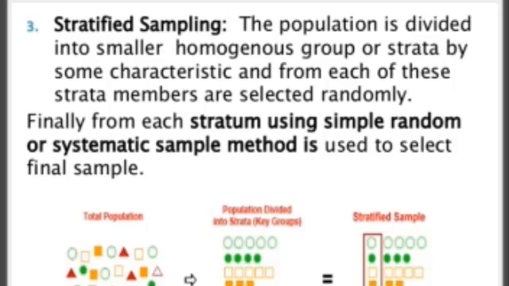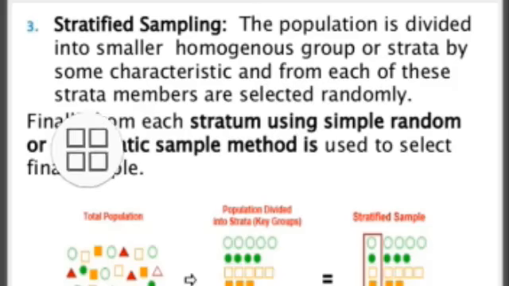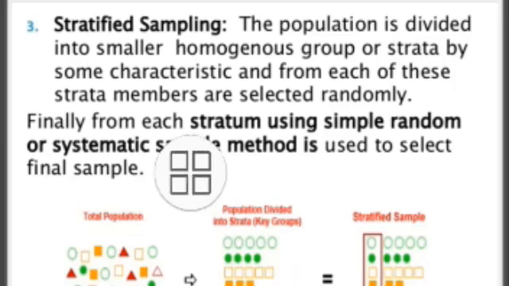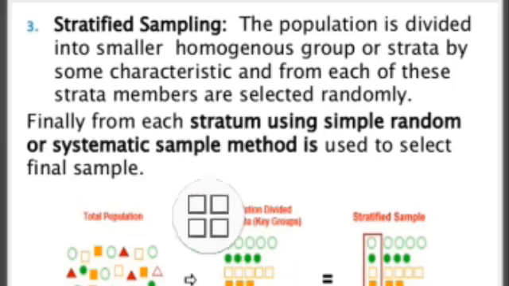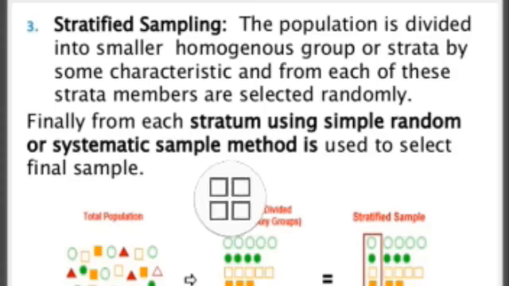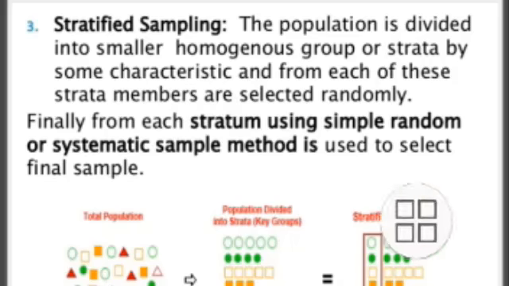Then here comes stratified sampling. The population is divided into smaller homogeneous groups or strata by some characteristics, and from each of these strata members are selected randomly. Finally, from each stratum, a simple random or systematic sampling method is used to select the final sample. So we can take the example of a school.